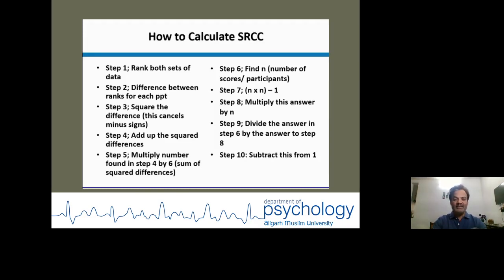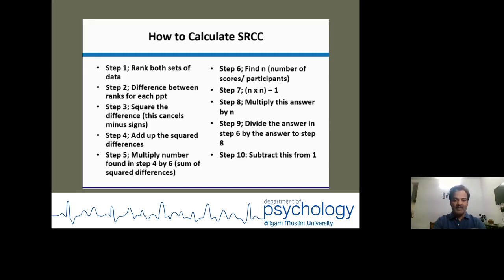Now there are certain steps to calculate the Spearman rank correlation coefficient. Number one, rank both sets of data set. For ranking, it is suggested you put the scores into ascending order, and the lowest value will be given rank 1 and so on.